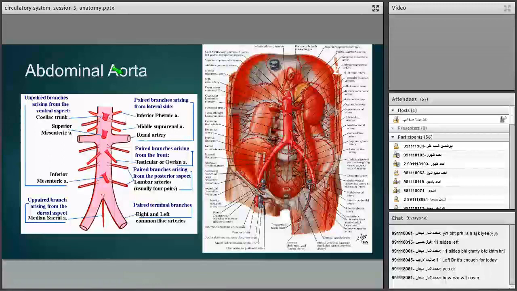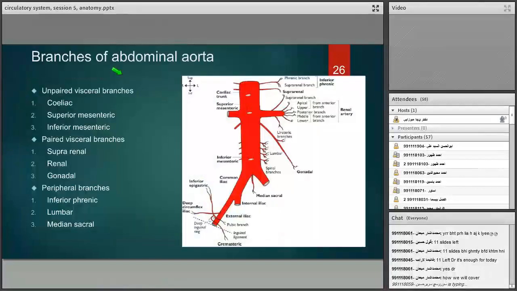Generally, we can say that the abdominal aorta has three groups of branches. In each group we have three kinds of branches. Look here, three groups, 1, 2, 3, and in each group three arteries, 1, 2, 3. Generally, we can say that there are 9 branches of the abdominal aorta.